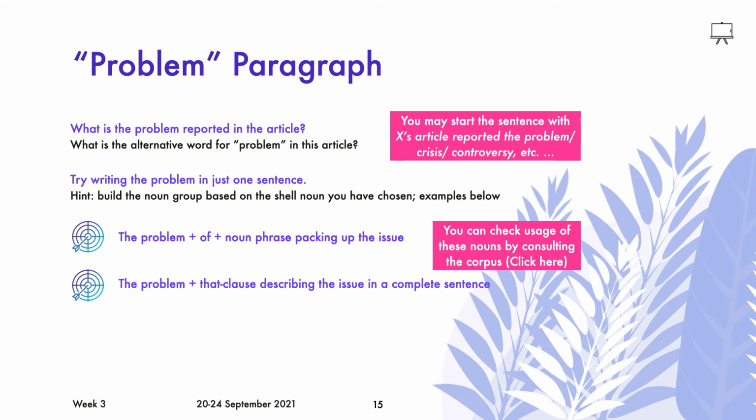Again, if you are working on the summary text at home right now, you may want to check the usage of these nouns by consulting the corpus again with the link I have provided in this slide. Or if you are working on the summary in class, I will also demonstrate briefly how you may find the usage of problems in expert text so that you have some ideas how you can use it yourself.